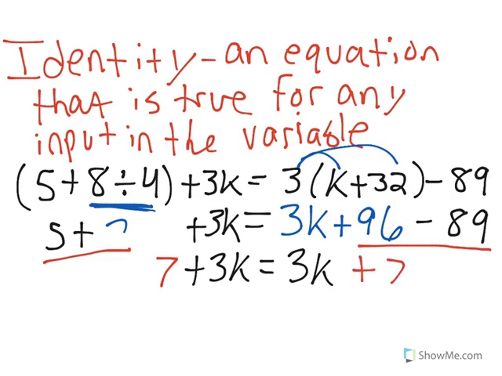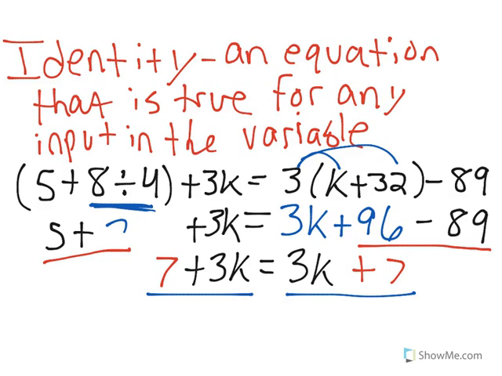96 minus 89 is 7. It's positive 7, so it's plus 7. Now, you'll notice at this step, look what we have on the left side. We have 7 plus 3k equals 3k plus 7. In other words, that's the symmetric property, where they literally just flip the order of everything. And technically, we can even say that's kind of like the commutative property. They change the order, but essentially it's saying it's equal to itself.